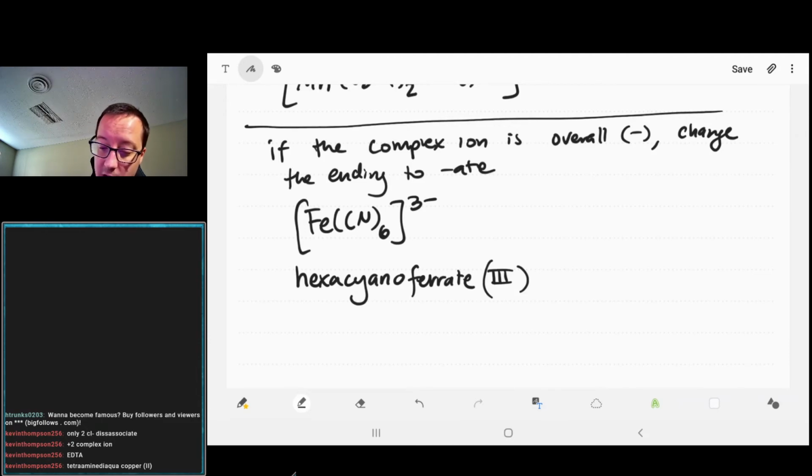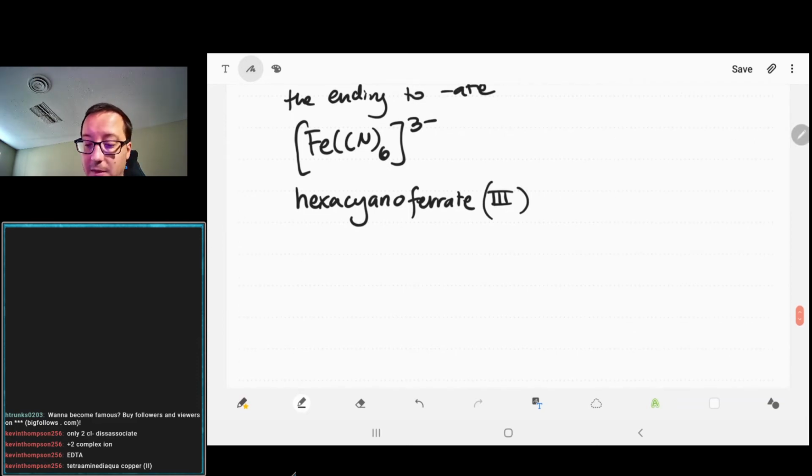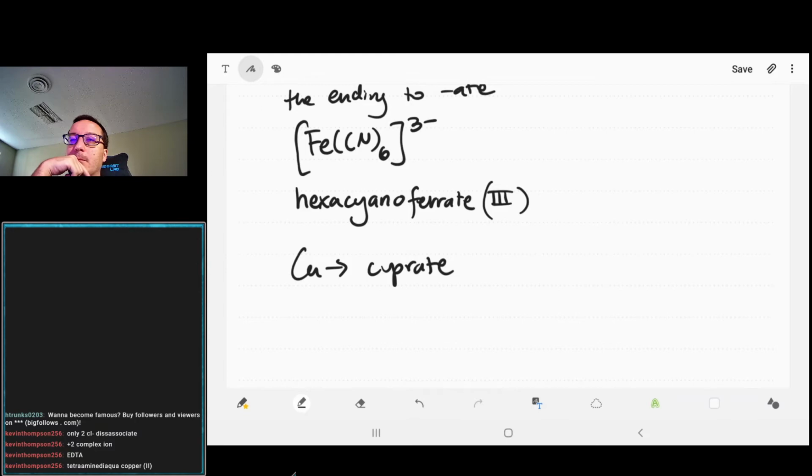We will see that copper will do the same thing. It will go to cuprate if you have it in a negative complex, or really any of the ones that have the common names, where their symbol doesn't match the name that we have now. Like aurate would be another one. You'll see that these will have that -ate ending. But let's see one that doesn't have something like this. Let's see. They're all ferrates.